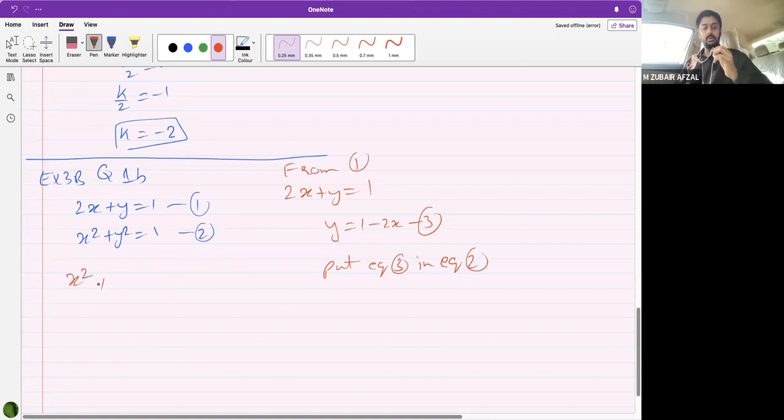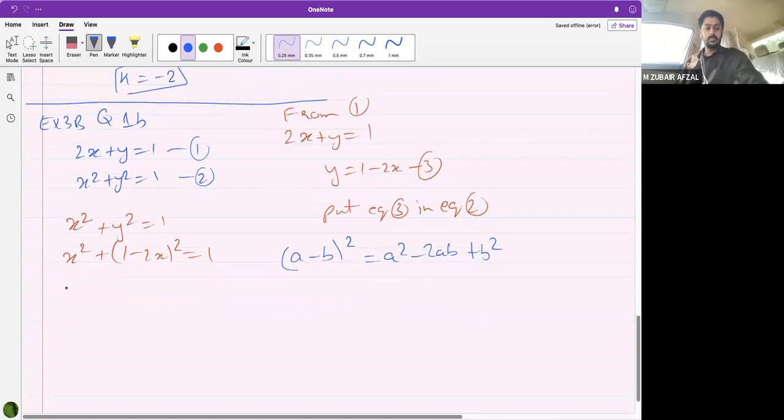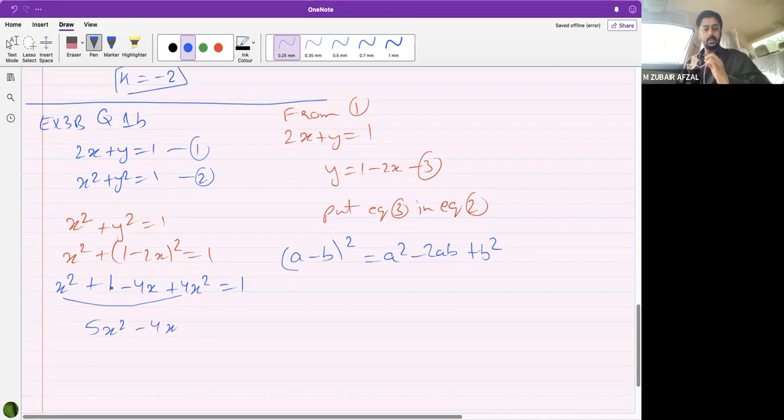So this was x square plus y square equals 1. X square plus y is now 1 minus 2x whole squared equals 1. And do not forget to use the algebraic expression a square minus 2ab plus b square. So this will result in x square plus 1 minus 4x plus 4x square equals 1. Simplifying, x square and 4x square is 5x squared minus 4x, and we are left with 0.